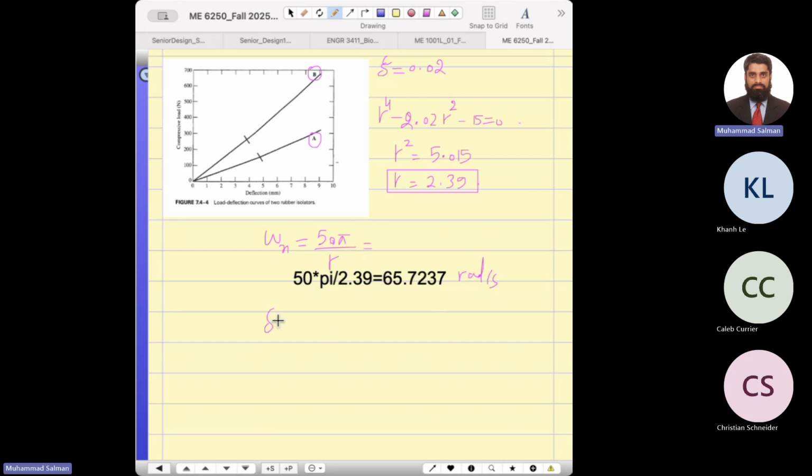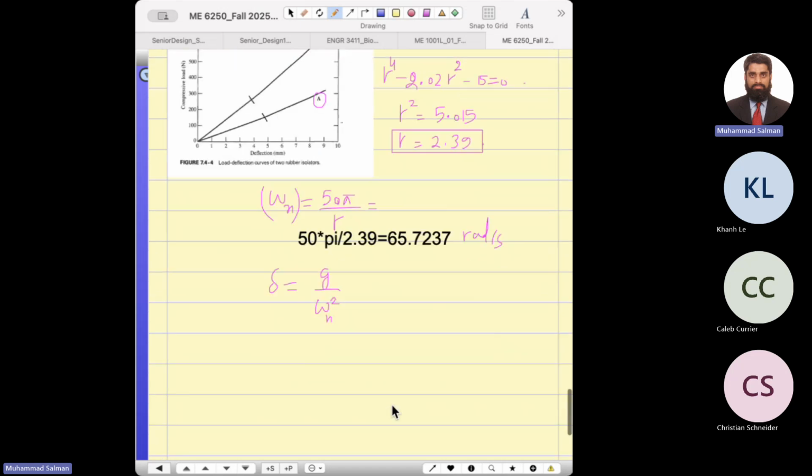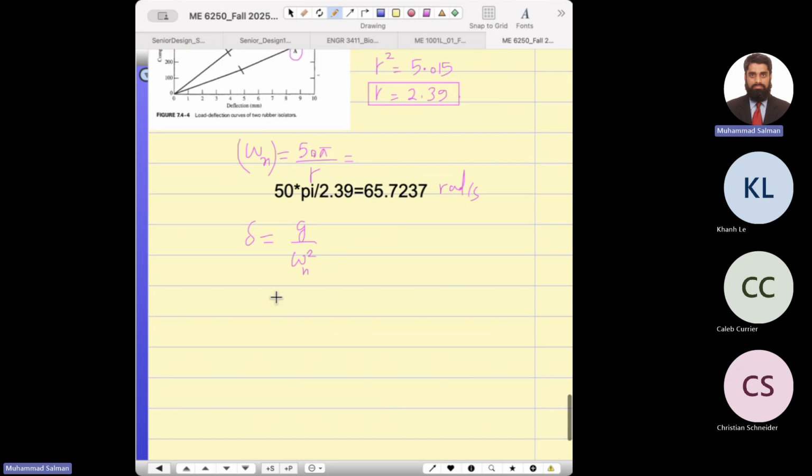And the static deflection from this natural frequency, if you know the natural frequency, is given by this formula. How do you get this formula? It's not difficult. If there is a mass and this is a static deflection, the mass is balanced by the spring, so I can write mg equals k times delta. Agree? So delta equals mg over k, or g over k over m, which is equal to g over omega n squared.